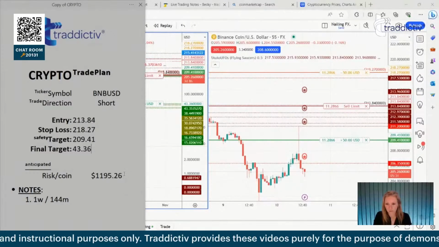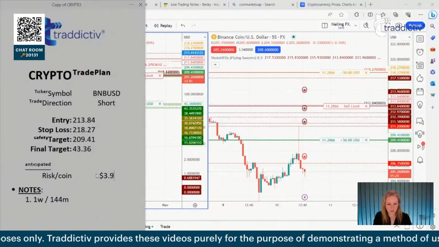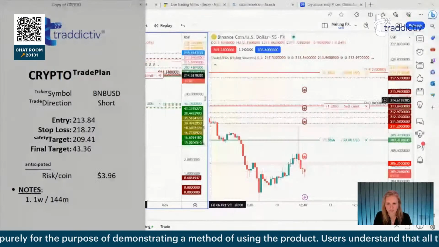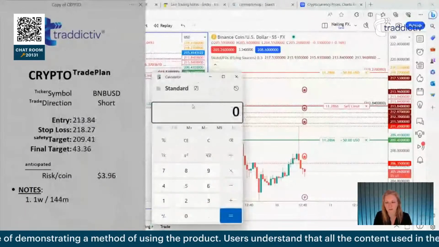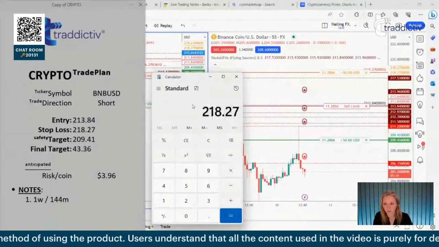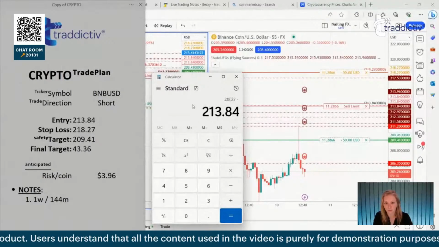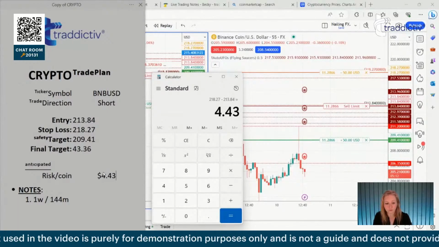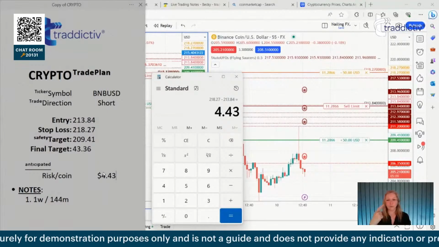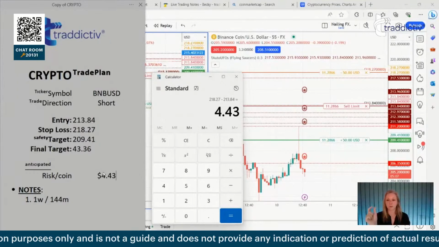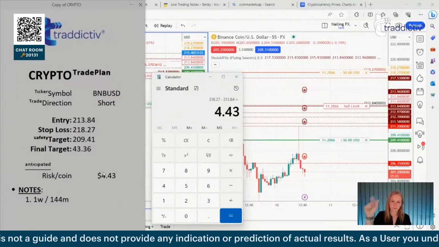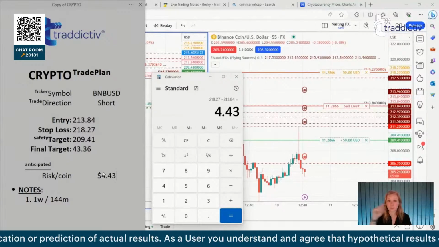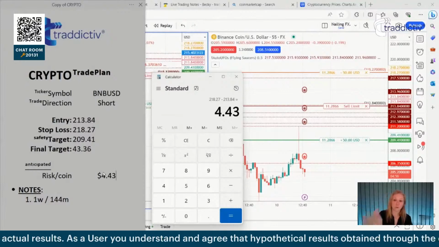So we saw that was $3.96, I believe it was, but it's whatever that distance is. That was the original, so we've just got to add that separately. So it's going to be 218.27 minus 213.84, 4.43. So if you were to go short with one Binance coin, then you would be risking between our entry and stop $4.43. Now, of course, you can have multiple coins. So if you're risking 10 coins, then it would be $44.30.